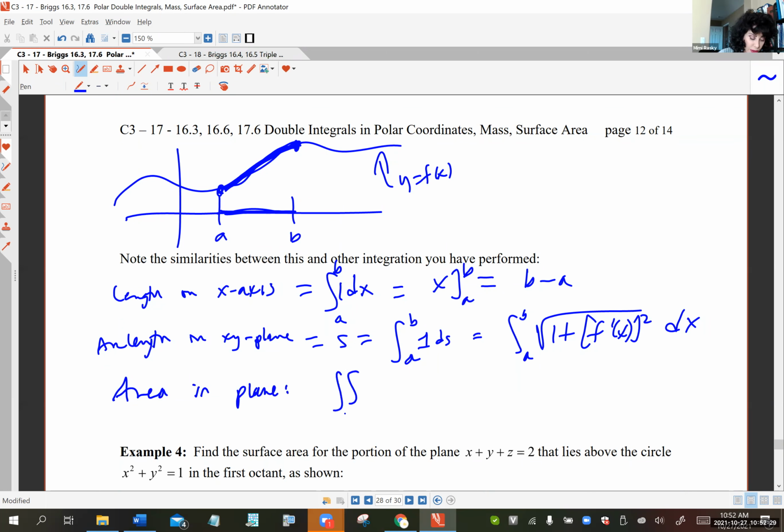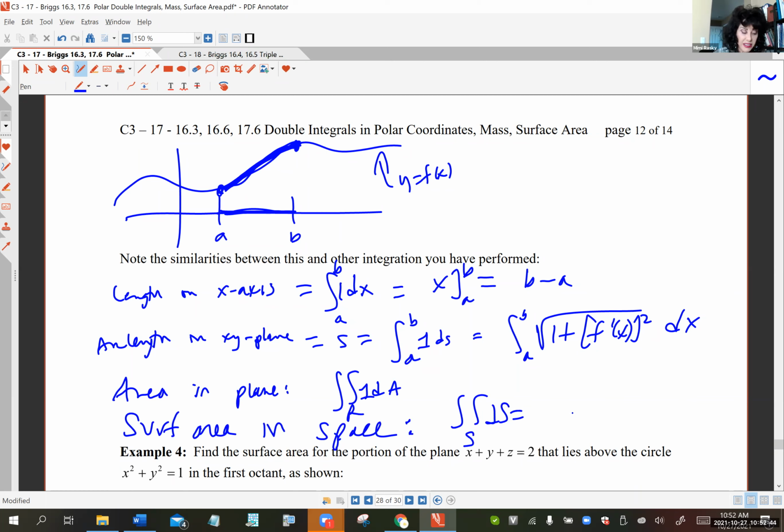Using a double integral, you got the integral of 1 over the region dA. Now you know surface area in space. Integral over S of dS. dS is the surface area element. Kind of looks like arc length, doesn't it? Sort of, kind of.